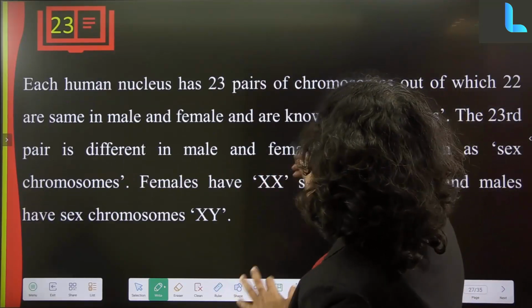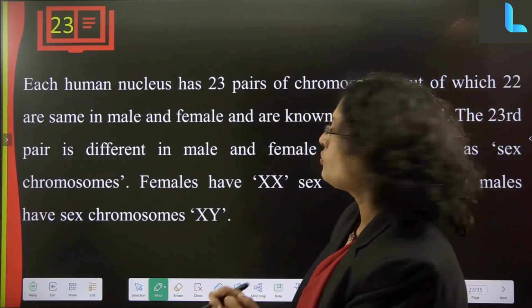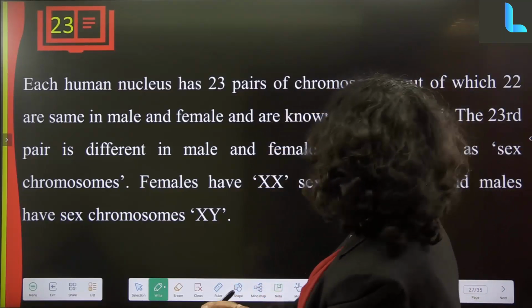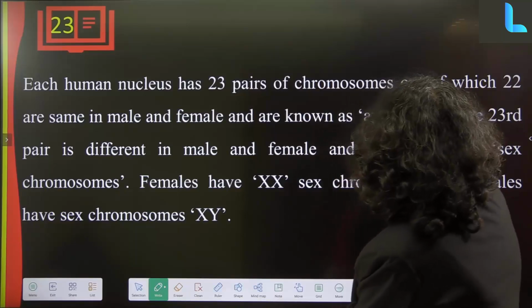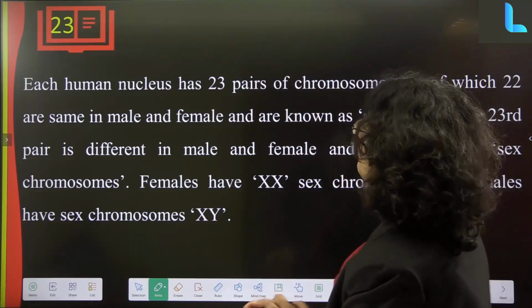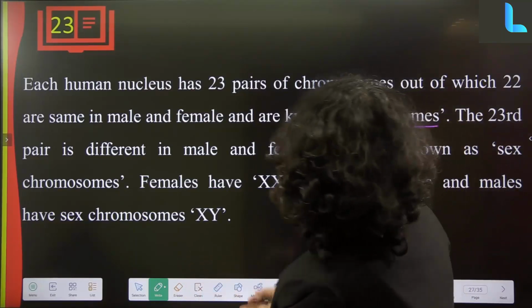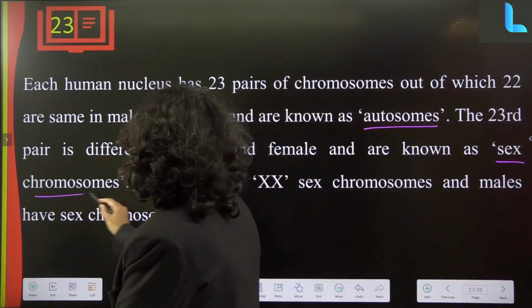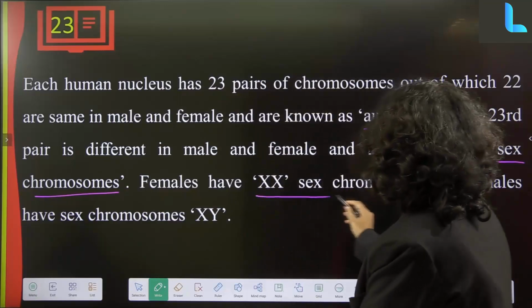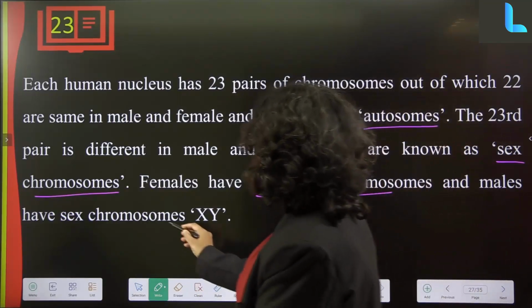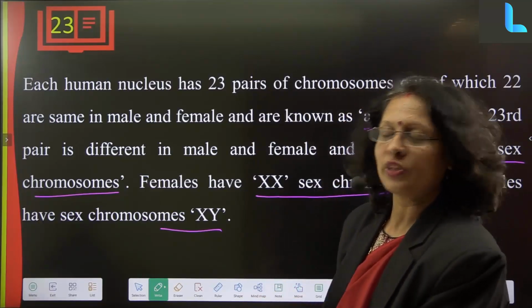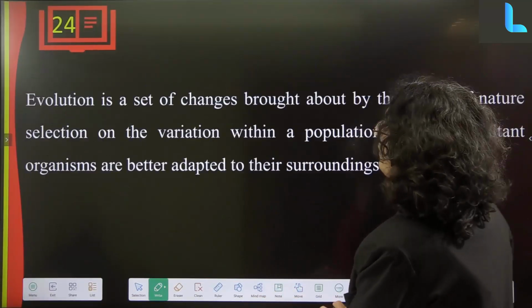Then each human nucleus has 23 pairs of chromosomes, out of which 22 are the same in male and female and are known as autosomes. The 23rd pair is different in male and female, and they are known as sex chromosomes. Females have XX sex chromosomes and males have XY sex chromosomes. That is only responsible for their particular kind of characteristics.